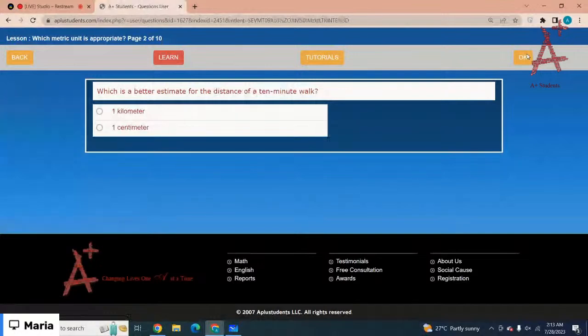Which is the better estimate for the distance of a 10-minute walk? 1 kilometer or 1 centimeter, which is the correct option? The better estimate is 1 kilometer. 1 centimeter is too small for a 10-minute walk, right? So it is 1 kilometer. The correct option is 1 kilometer.